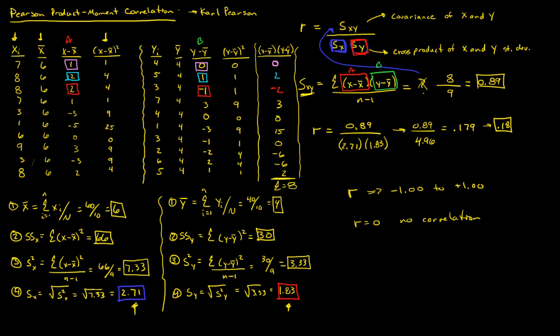And so that's the full hand calculation of the Pearson Product-Moment Correlation. Again, Karl Pearson's creation, and it's this concept of covariance of variable X and variable Y divided by the cross product of their respective standard deviations. The math of it is actually very simple once you kind of define the terms and understand where everything's coming from.